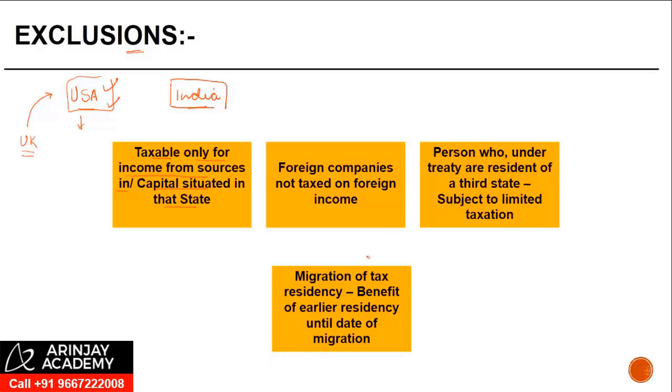And in the case of people who migrate tax residency, the benefit of the earlier residency will be given until the date of migration. Let me just explain this here. So suppose in the UK, there is Mr. X. He was a tax resident until 31/3/2016. Then he migrated to the US and became a tax resident of the US. He will get the benefit of the India-UK treaty for incomes up to 31/3/2016, and thereafter it will be considered under the India-US treaty.